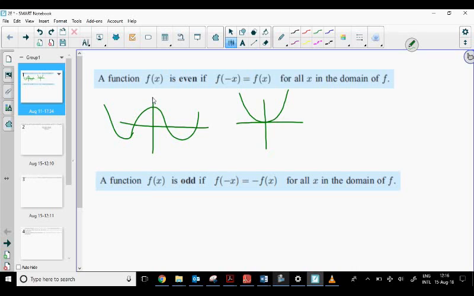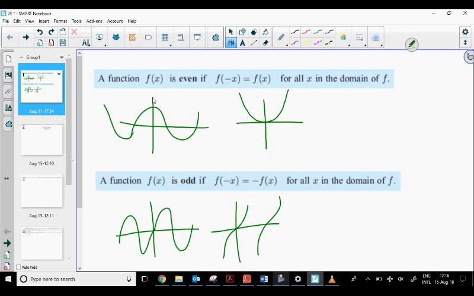So graphically, we're looking for something that's symmetrical over the y-axis, whereas with odd functions, we're looking for something that's going to have rotational symmetry around the origin. So a sine curve is going to be odd, so is the tangent curve. And again, any odd parent function, so the line y equals x, the cubic y equals x cubed, x to the fifth, and so on. Those are all going to be odd functions.